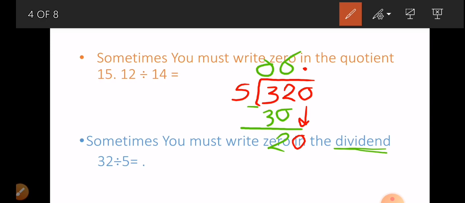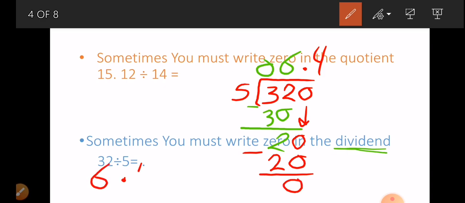Okay, so now 20 divided by 5 will give me 4. 4 multiplied by 5, 20. Subtract, 0. So the answer here is 6.4. So this is the second case today. If you're done with the digits, but you still have a remainder, don't put it as a remainder. You can add a decimal up in the quotient, put 0 in your dividend, then put it down and complete dividing.